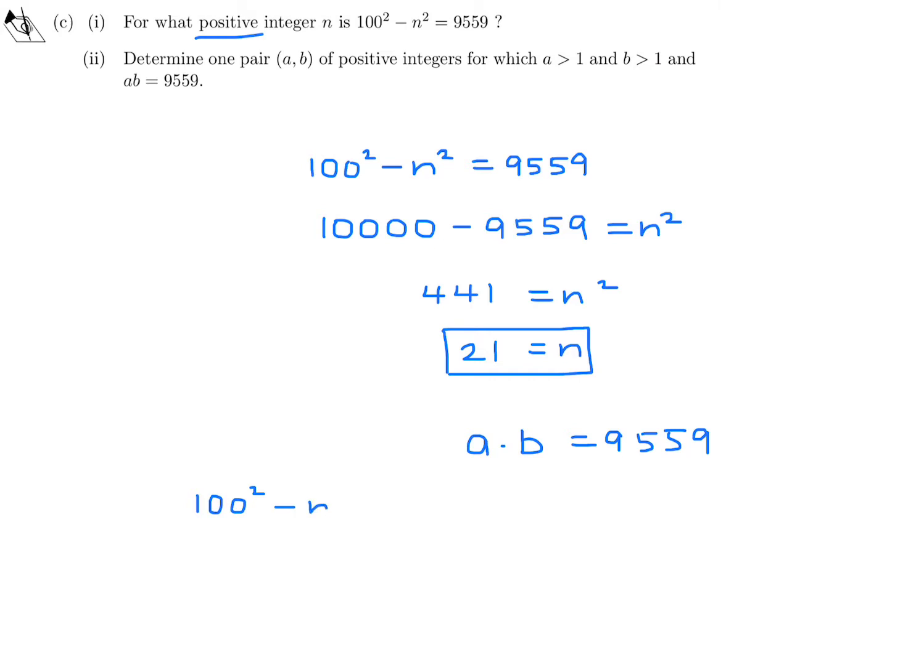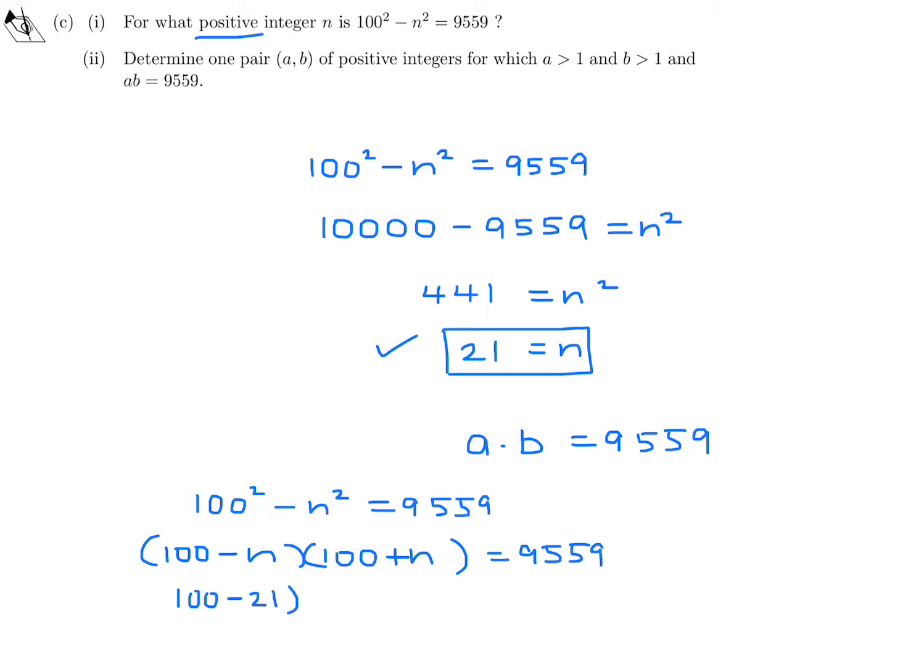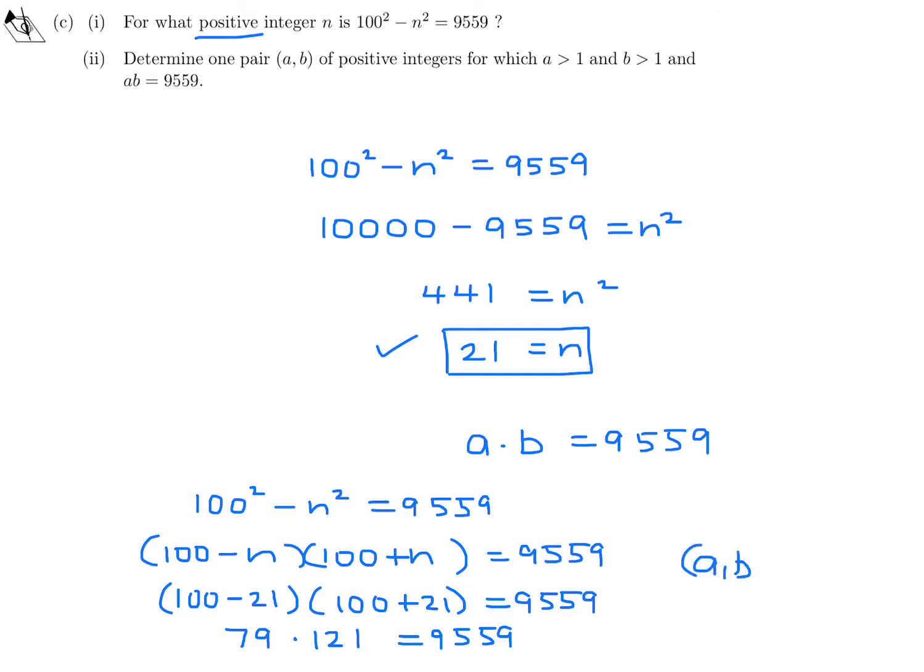100 squared minus n squared is 9559. So this part factors, as I'm sure you can: 100 minus n, 100 plus n equals 9559. And n, we just figured out. So this is going to be 100 minus 21, 100 plus 21. And when you do that math, it is 79 and 121. So that means that A, B, that pair, is 79 and 121. And there you go.